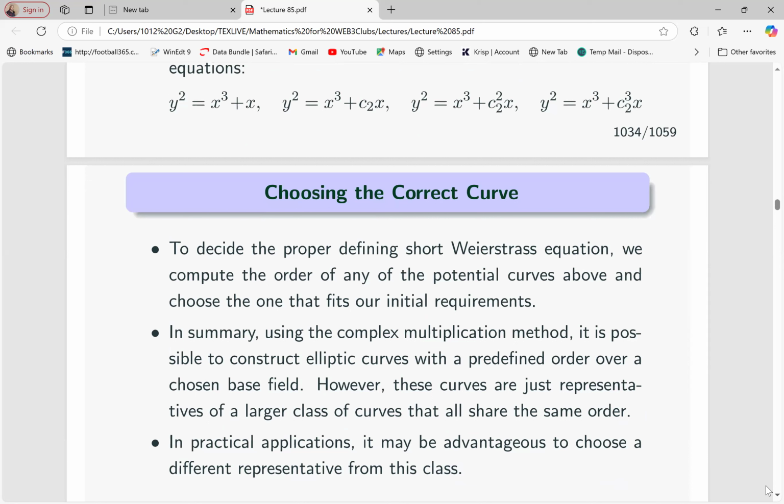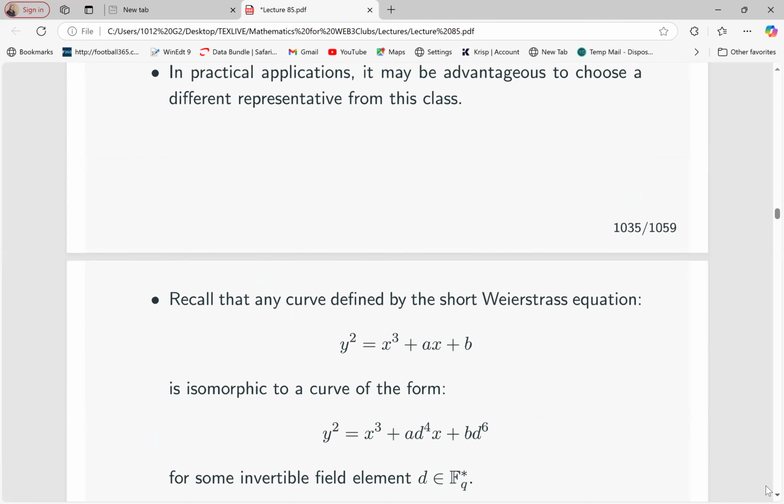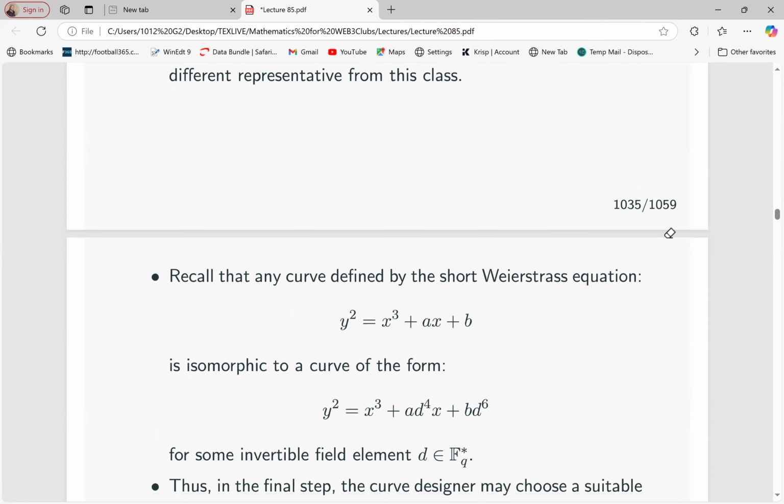So that is what I've just written here. I've said choosing the correct curve. Supposing you have your J invariant and your D, you have several options. You choose one that has the number of points that you want. Let's look at an example.